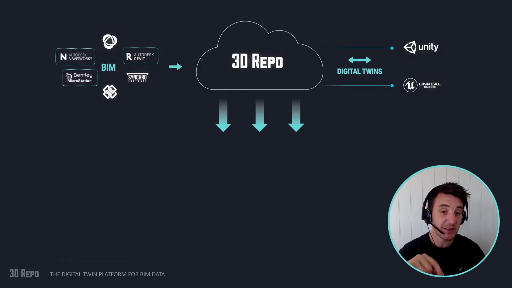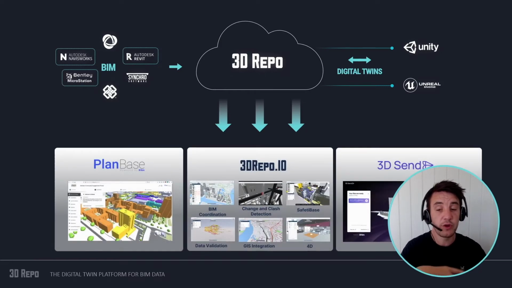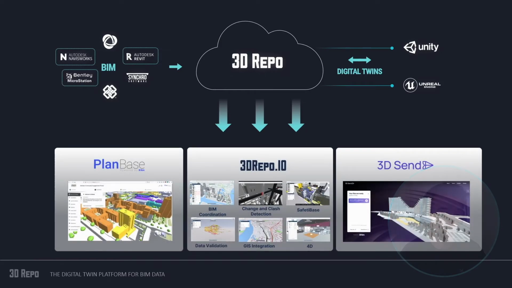Once that data is in the 3D Repo cloud, but we also offer private deployments and own cloud hosting, you can access the game engine optimized assets via Unity or Unreal, or utilize one of the 3D Repo created applications, with 3drepo.io being our flagship application.